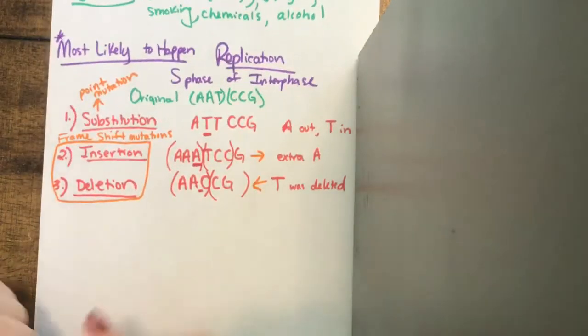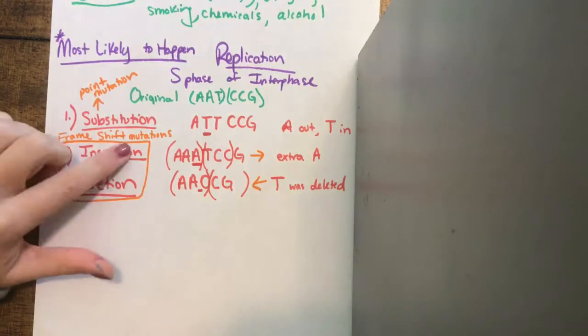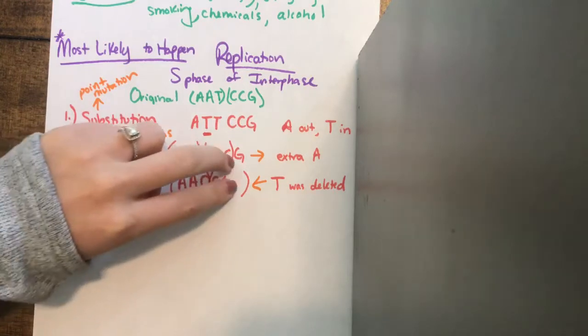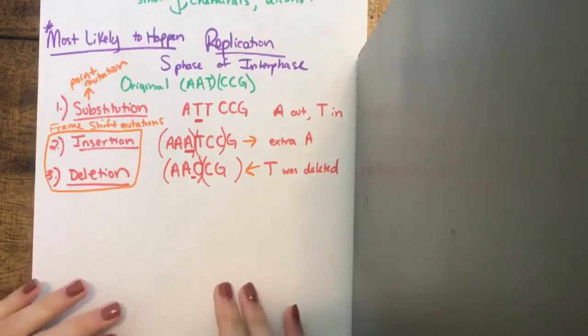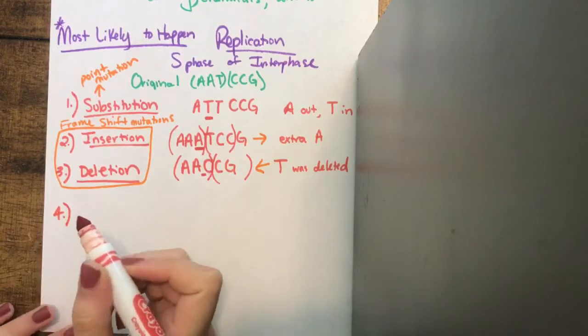All right. So point mutation is the same thing as substitution, and then frame shifts. These are really bad, and this could be an insertion or deletion because it changes all of the amino acids, not just one. All right. Then the next one that we're going to talk about, number 4, is an inversion.